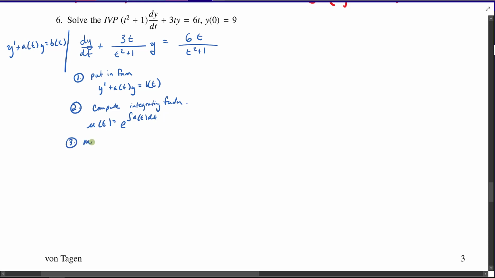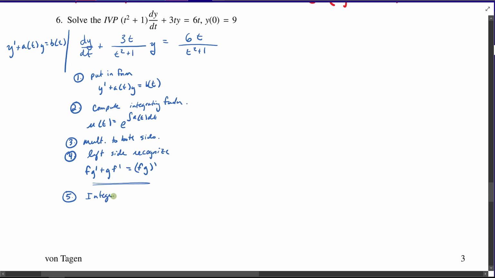The third step is to multiply this to both sides. Four, on the left side we're going to recognize the form f g prime plus g f prime, and we're going to fold that up as the derivative of the product of f and g this way. So that's that technique of recognizing the product rule. Then lastly, we will integrate both sides and solve.